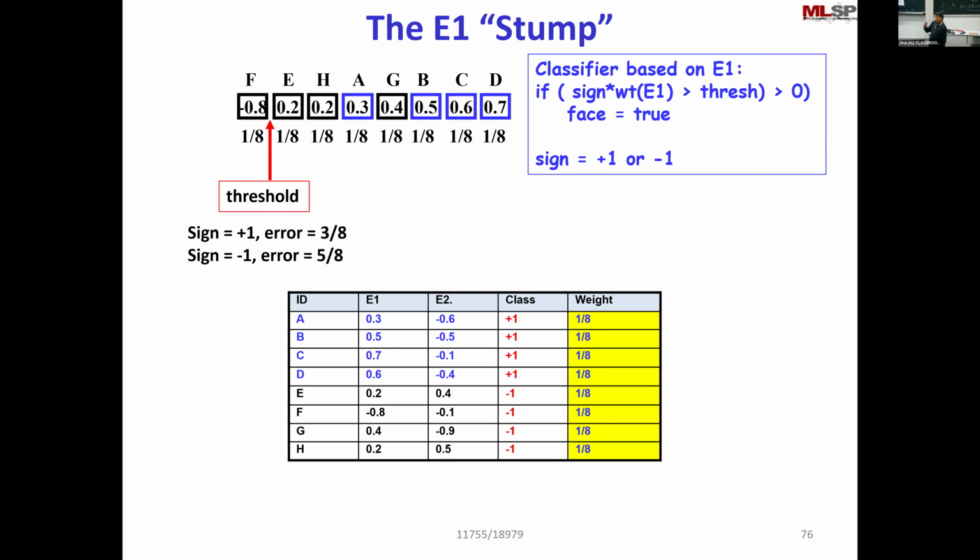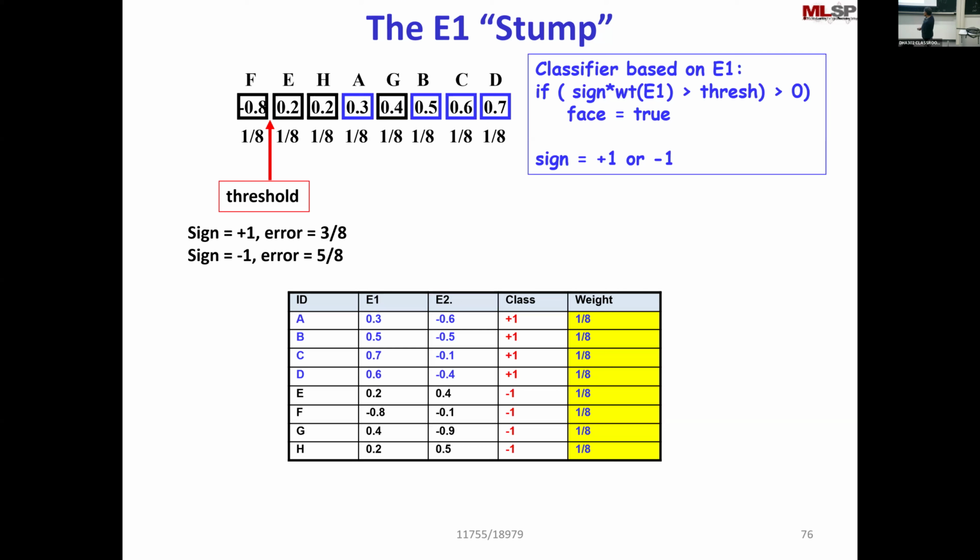So let's say I decide to build stumps. Stumps are just thresholds. So I'm going to build a stump based on feature E1. And so here are my 8 training data instances arranged according to increasing value of E1, and their weights are written below the instances. Now, a threshold can have 2 outcomes. It can either say everything to the right is a face and everything to the left is not a face, or it can say everything to the right is not a face and everything to the left is a face. 2 different ways of looking at it, right?